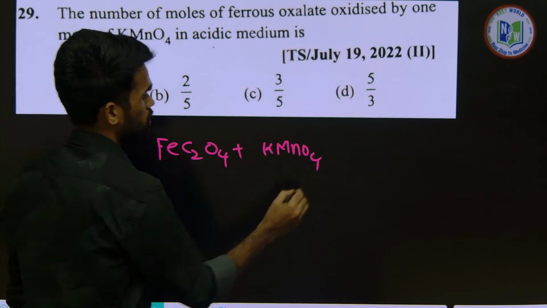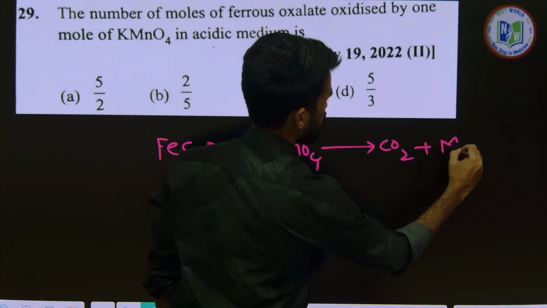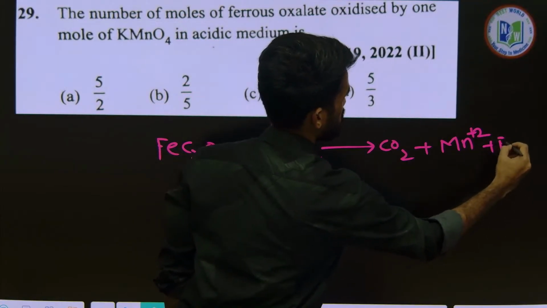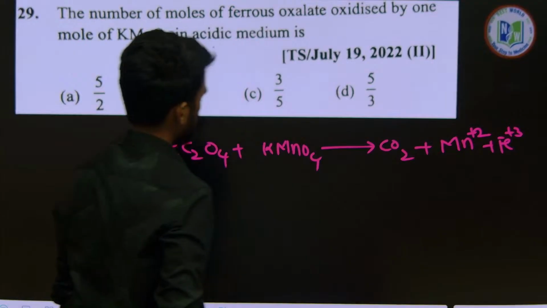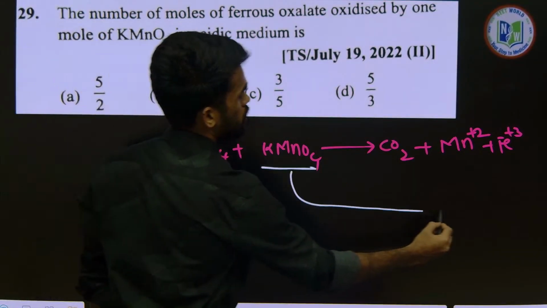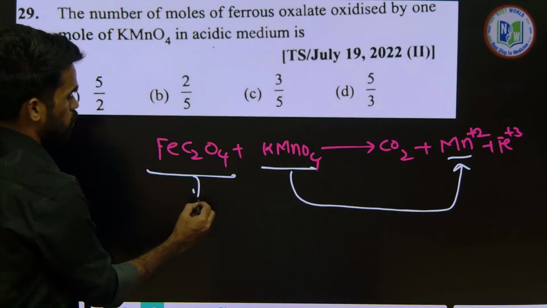What happens here? C2O4 converts into CO2 and MnO4 converts into Mn plus 2. So like this I am writing, and ferrous converts into Fe plus 3, ferric. That's it. So this species is completely undergoing oxidation and this is undergoing reduction right now.